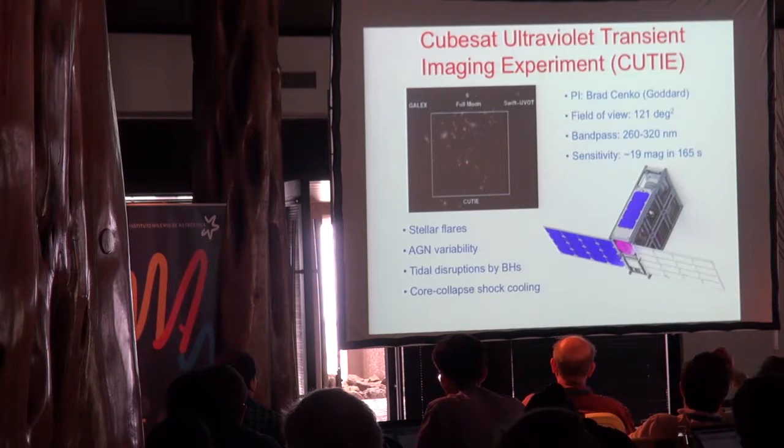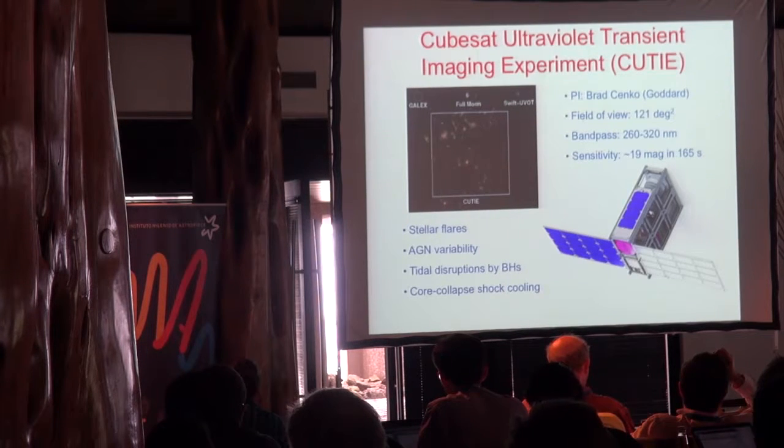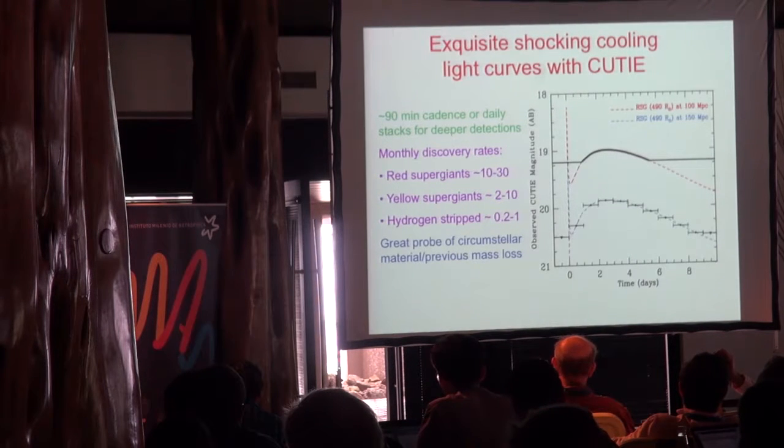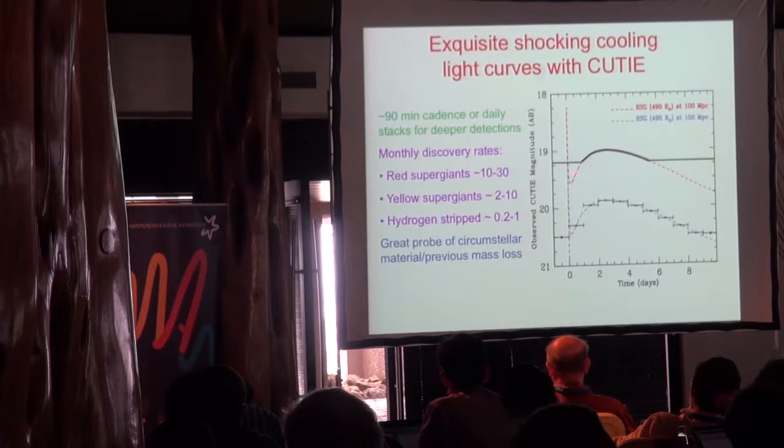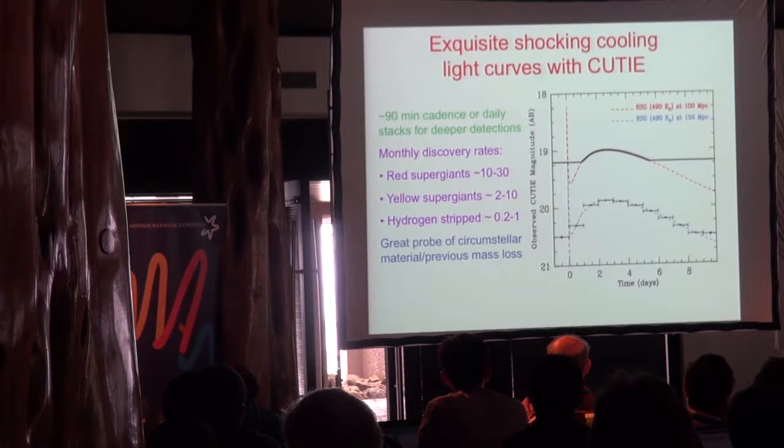This is going to be great for stellar flares, AGN variability, and so on, but for core collapse shock cooling, this is really going to revolutionize things. Here are some examples of what these light curves look like. A light curve with 90-minute cadence, you can see down to 19.2 magnitudes. This would be a vanilla red supergiant at 100 megaparsecs, and you just get this exquisite light curve. We can even stack for deeper observations and still get really great coverage of the shock cooling phase. The shock breakout, of course, is just right here. We're not able to resolve that at all, but the shock cooling we can really measure in detail.